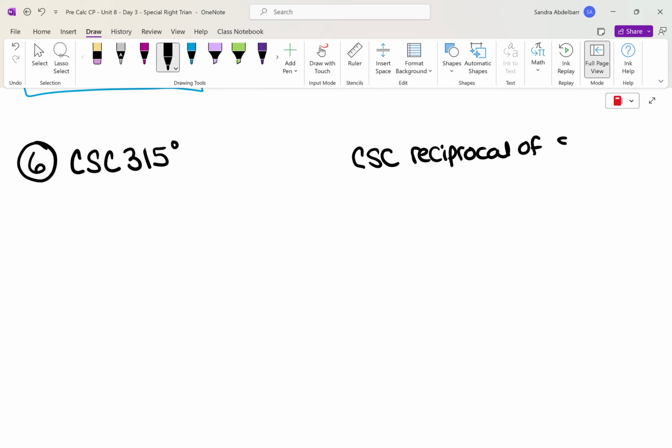Cosecant is the reciprocal of what? You got it.